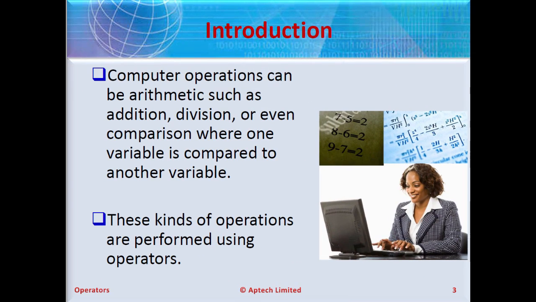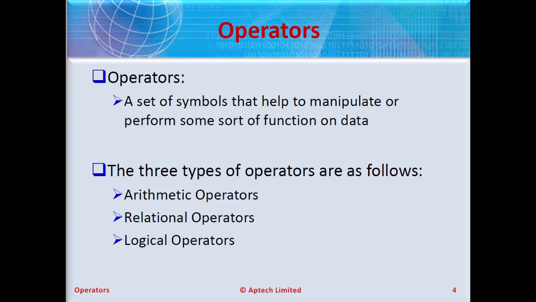Introduction. Now, computer operations can be arithmetic such as addition, division, or even comparison, where one variable is compared to another variable. And these kinds of operations are performed using operators. Operators. Now, an operator is a set of symbols that help to manipulate or perform some sort of function on data. And we basically have three types of operators, and their names are given below. We have the arithmetic operators, the relational operators, and the logical operators. Let's look at each of these. We'll start with the arithmetic operators.